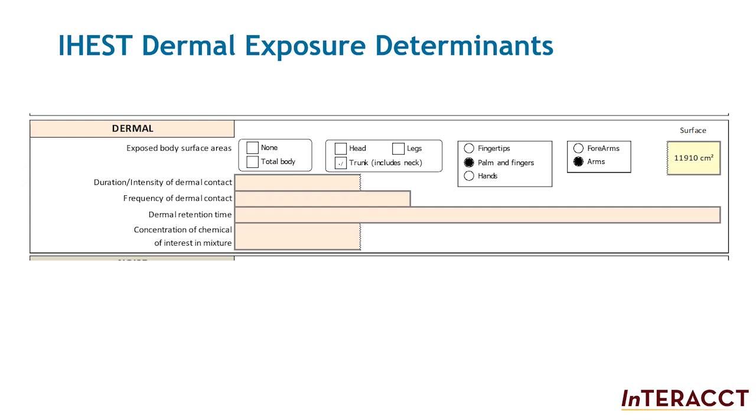Step 3 of IHEST also collects information about determinants of dermal exposure, as shown in the image. This includes the portion of the body that is exposed and thus may experience dermal exposure, along with the duration and frequency of dermal contact with the chemical. The chemical retention time refers to how long the contaminant may be on the skin. This information, along with the concentration of the chemical if present in a mixture, and the contact areas may be used to calculate the magnitude of dermal exposure and uptake into the body.